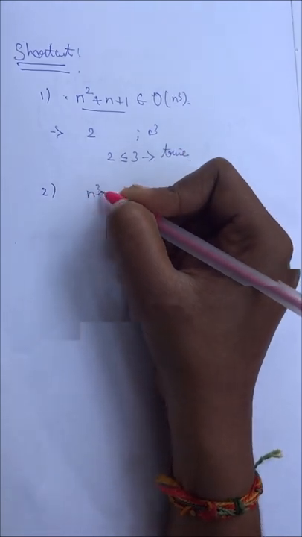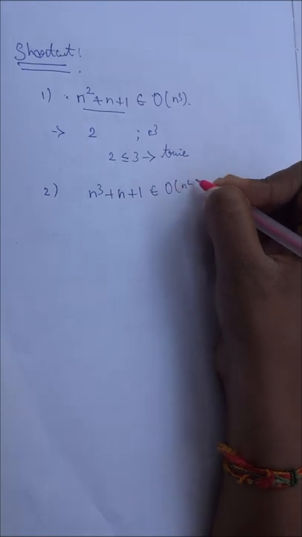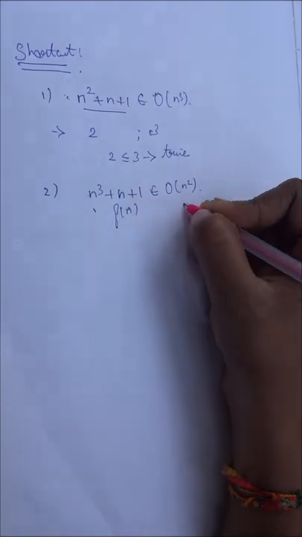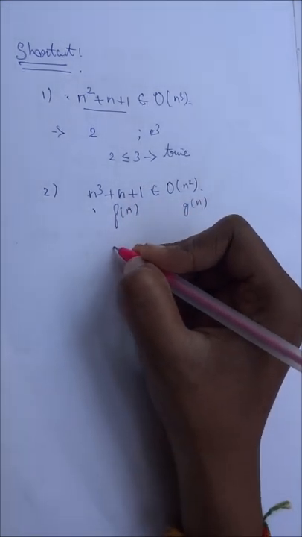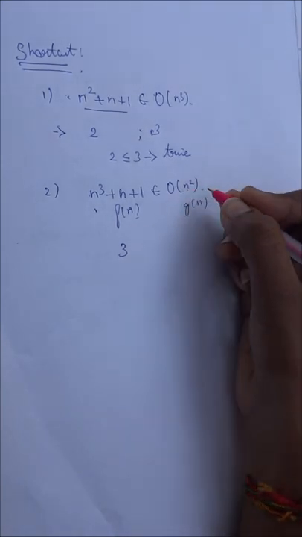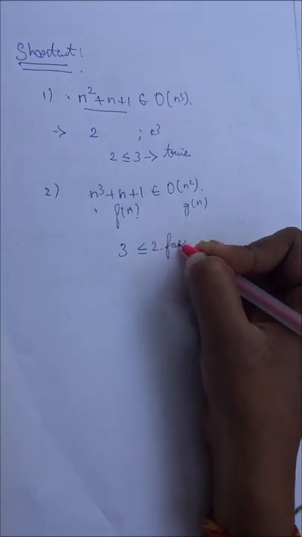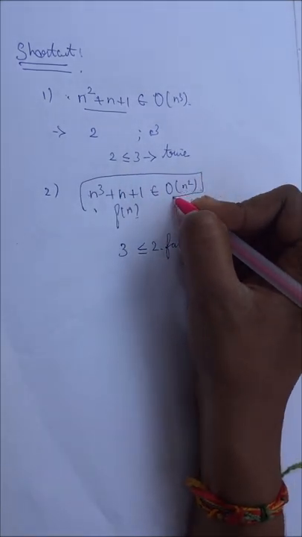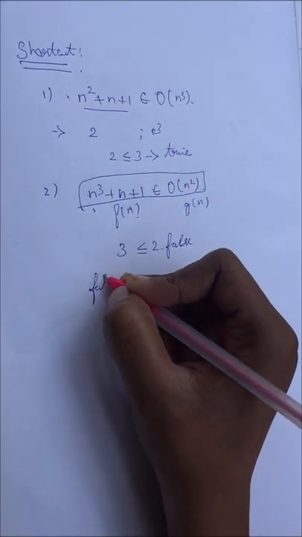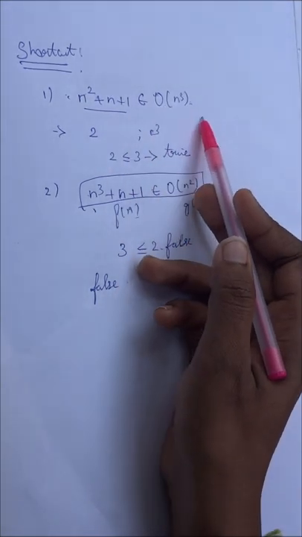And this is another example. Compare the degree of f of n and g of n. We will get degree of f of n is 3 and degree of g of n is 2. This condition is false. So the given equation is false. This is the shortcut for finding whether f of n belongs to big O of g of n. Thank you.